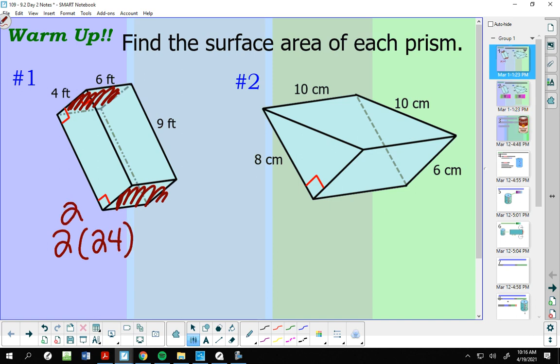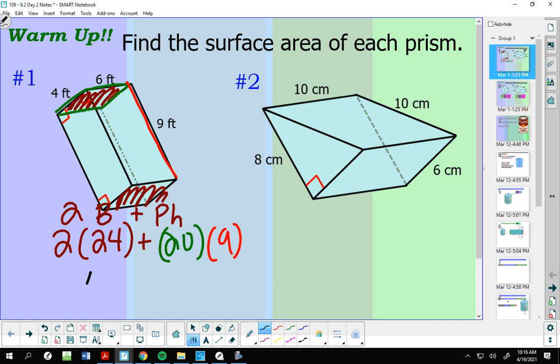So remember, 2 times big B plus P times H. The perimeter of my base, I'm going to add the 4 sides together. 4 plus 6 plus 4 plus 6 is 20. And the height of my prism is the distance between the two bases, which is 9. So 2 times 24 is 48. 20 times 9 is 180. And so we get 228 feet squared.